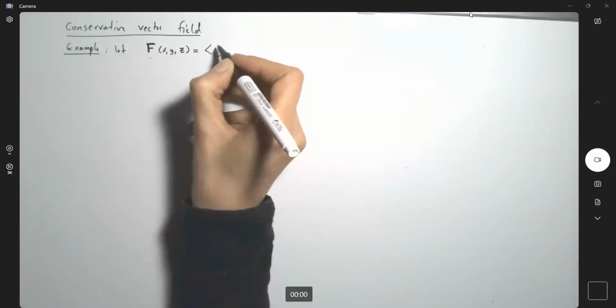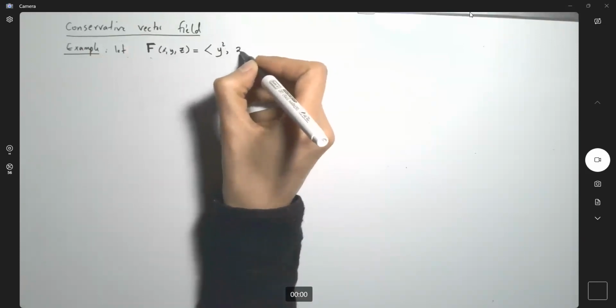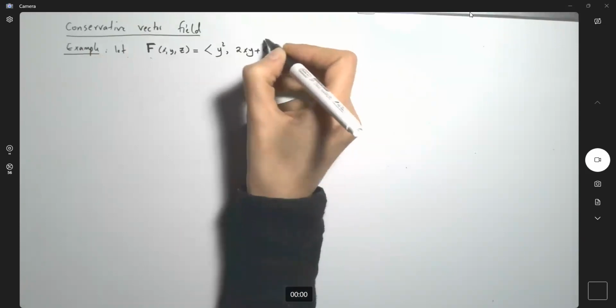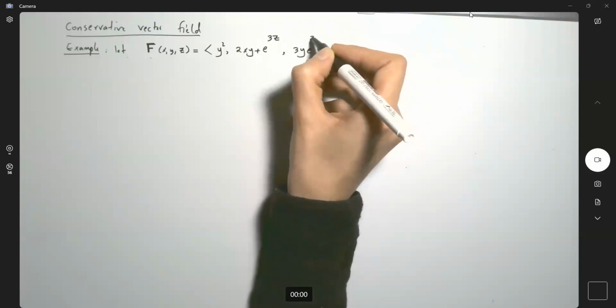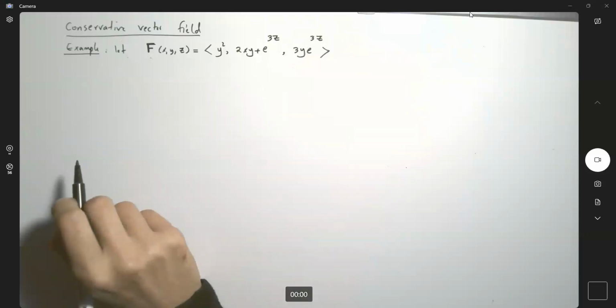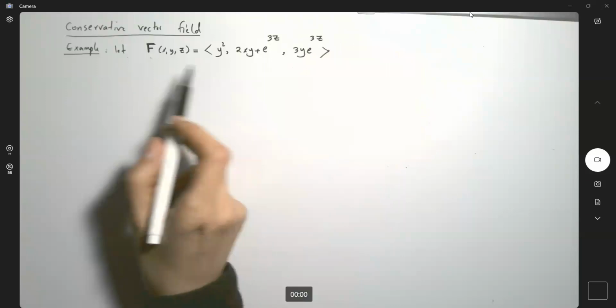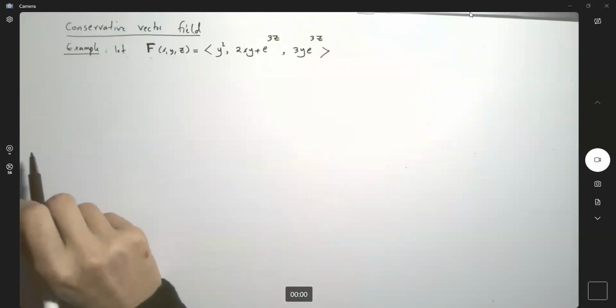Suppose you have a vector field which is given to you as, so let f of x, y, and z be defined with the first component y squared, the second component 2xy plus e to power 3z, and then the third component 3y e to power 3z. Assume that this vector field is conservative.